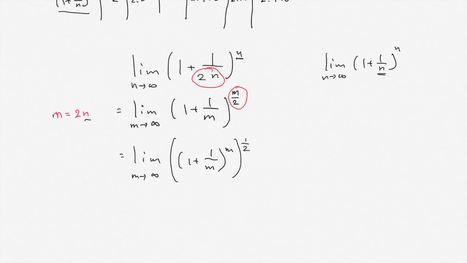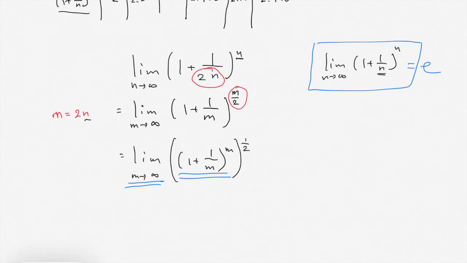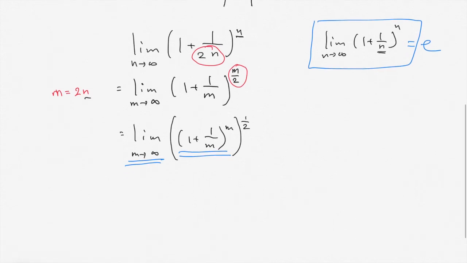Multiplication is fine. Then if you look at the inside part with the limit, this approaches e, using the formula we saw. So you can easily find the answer is e to the 1 over 2, which is the square root of e. This is the answer to this question.